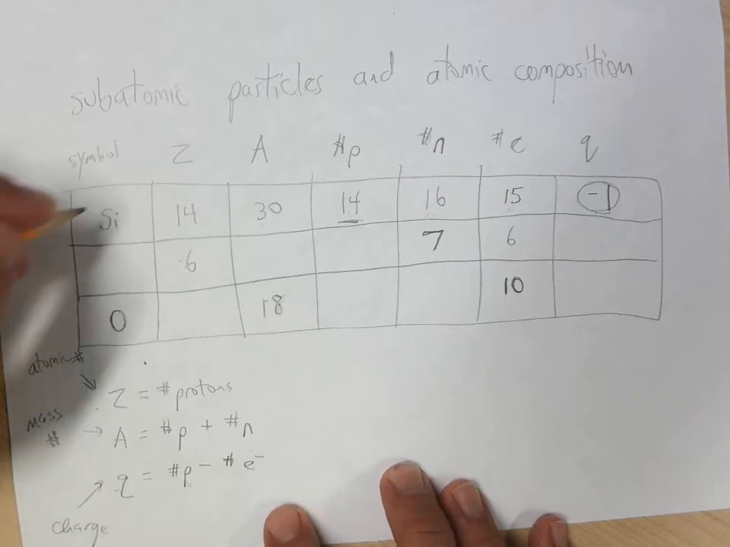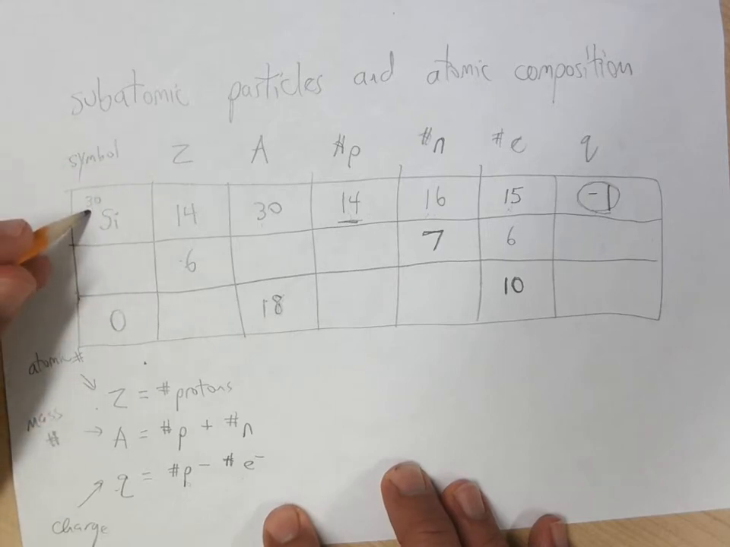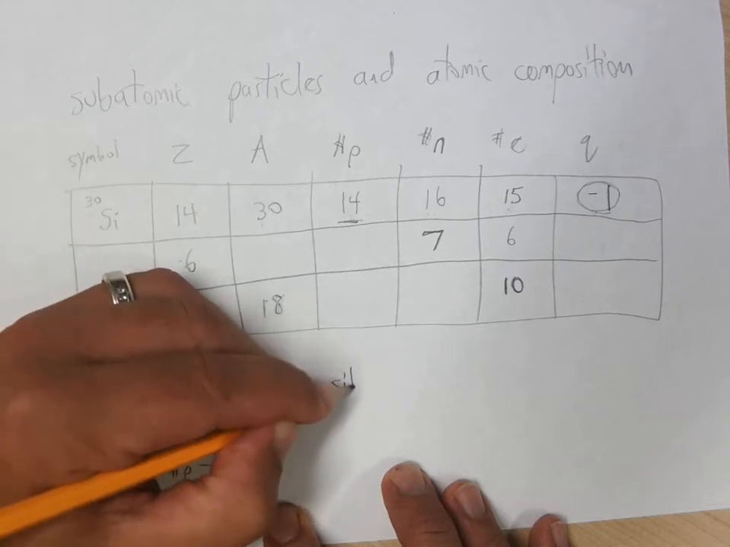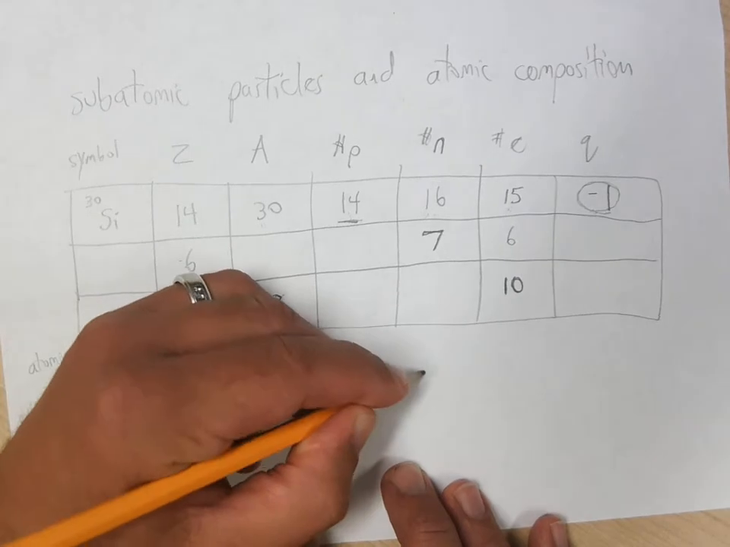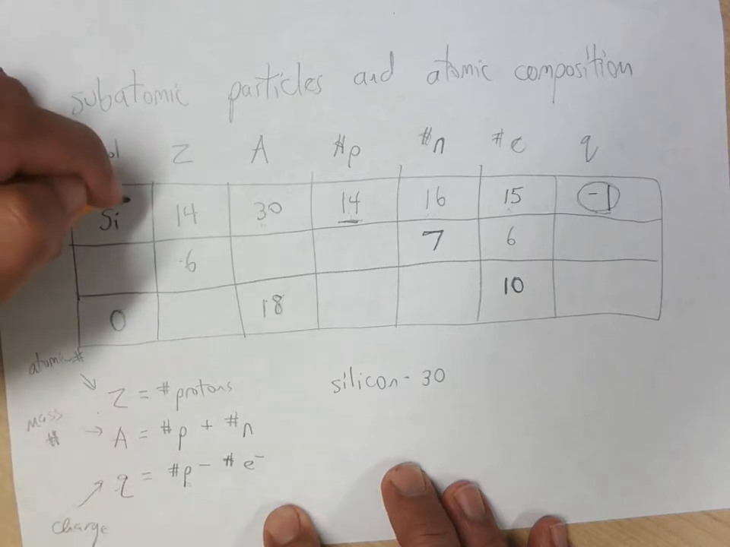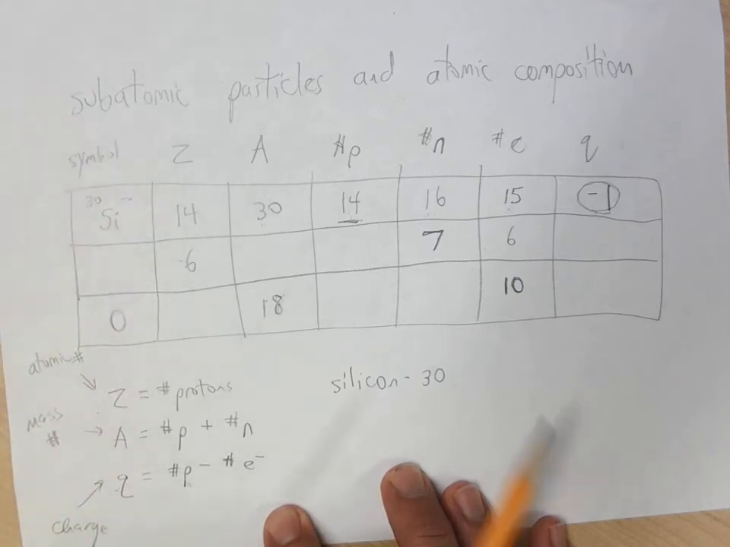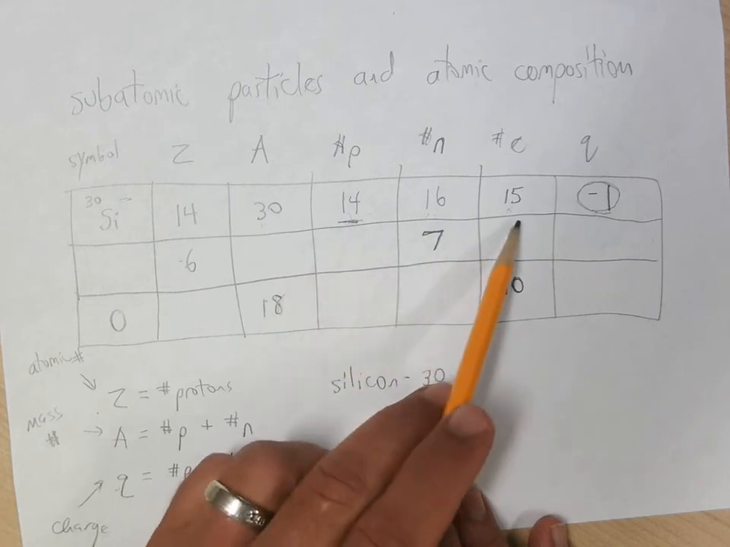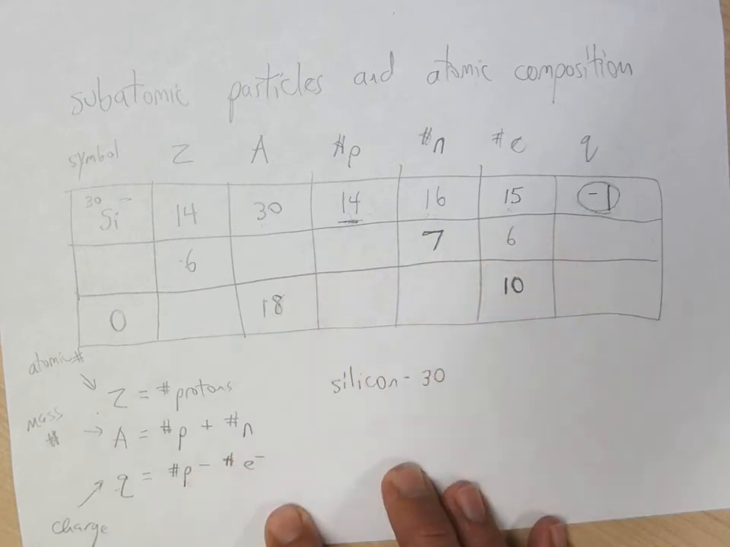In a lot of the nomenclature, they'll put a 30 here for where the mass number goes. The other thing, you might see it written out. So the first one is silicon 30, and it's an ion. Silicon doesn't normally form a -1 charge, but in this case, if something has 14 protons and 15 electrons, that would give it a -1 charge. So this is a silicon anion, silicon 30 anion with a -1 charge.